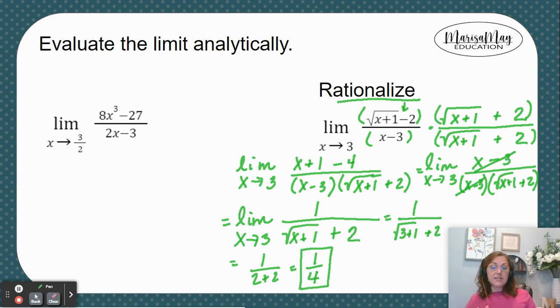Okay. This is a technique that I use every single time. If my limit has a square root in it, I multiply top and bottom by the conjugate. Look for the difference of two squares that are going to create that term that you can cancel top and bottom.